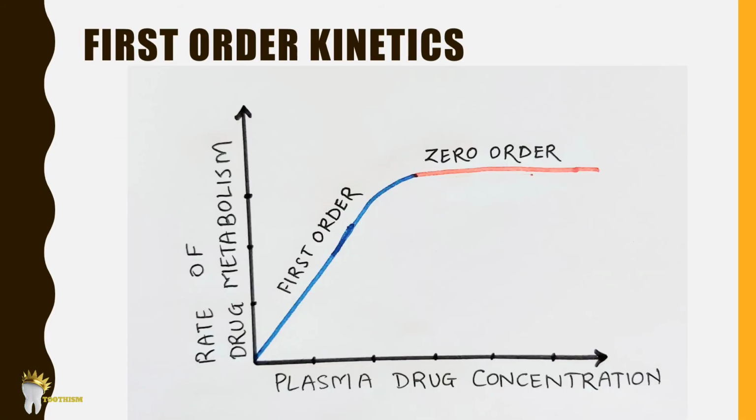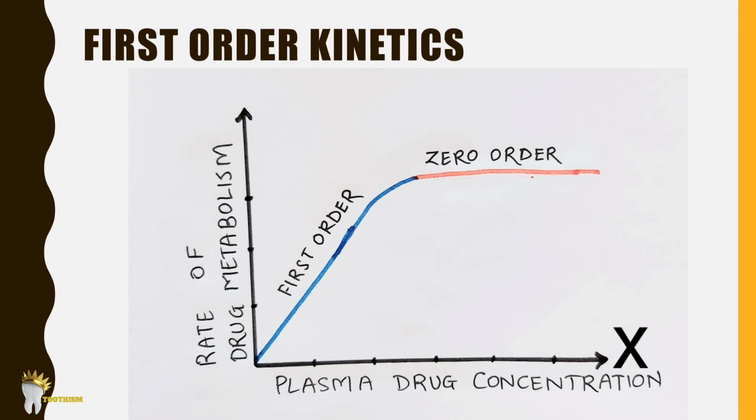Now we are going to understand first order and zero order kinetics. So let's look at this graph. The y-axis shows the rate of drug metabolism and the x-axis shows the plasma concentration of the drug. In the video on drug metabolism, we learned how different enzymes carry out drug metabolism. These enzymes are in the liver. So what happens during first order kinetics is, as the plasma concentration of the drug increases, these hepatic enzymes start working to metabolize the drug. So that increases the rate of drug metabolism.